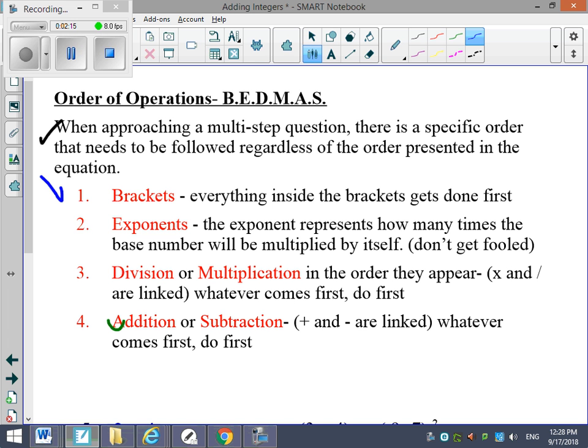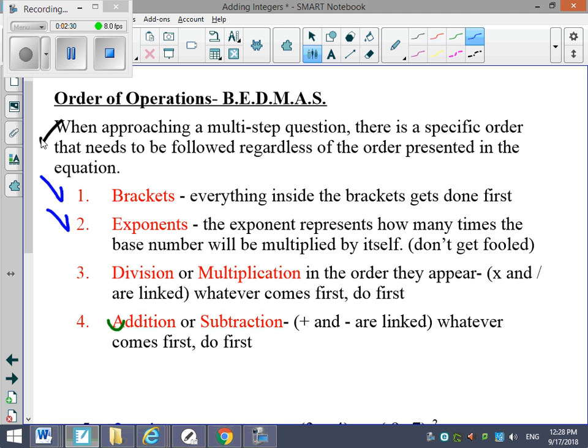Brackets: if you see something in brackets, it gets done first. Very, very simple. If it's in the brackets, you do it first before you do anything else. Second are exponents. You know that is a number like 2 or 3, or whatever the number is, with a number to the top right of it.